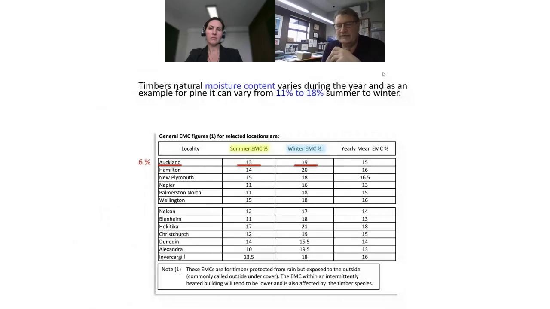So you've just seen a 6% change in moisture content between the seasons. So do you think the timber is going to move? Of course it is. And that's why we put the single nail in. We're going to allow for that movement, etc., etc.